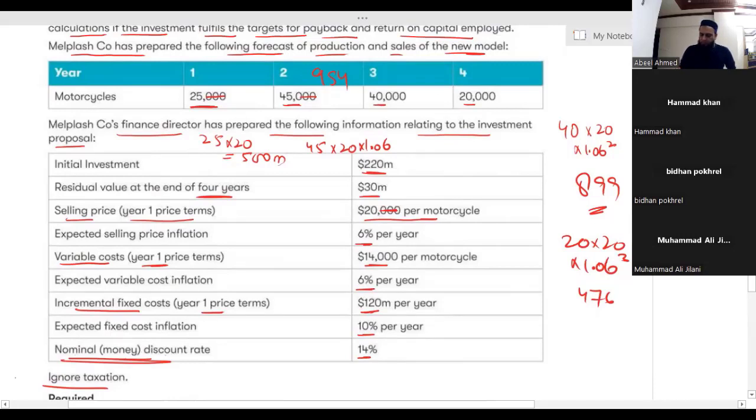Cost of capital is 14%. So I think very easily we can calculate NPV. Let's go to Excel and calculate. Since we have to calculate IRR also, it's better to go towards Excel and use the shortcut.